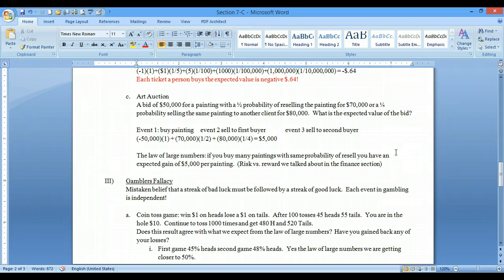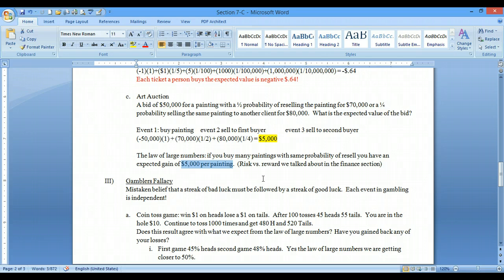Plugging that into your calculator or Excel gives us an expected value of $5,000. So if I were to go ahead and make this bid, I should expect about $5,000 as my expected value. Now, the law of large numbers says that if I have the same probability of reselling these kinds of paintings, the more I buy, I should expect about $5,000 per painting. Now, will I always get $5,000?